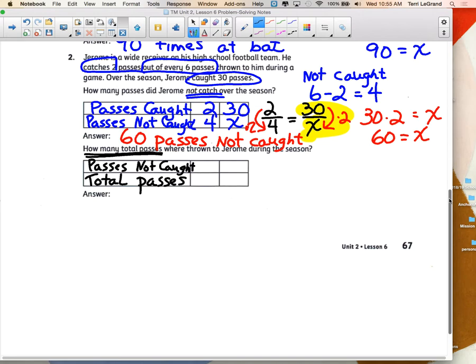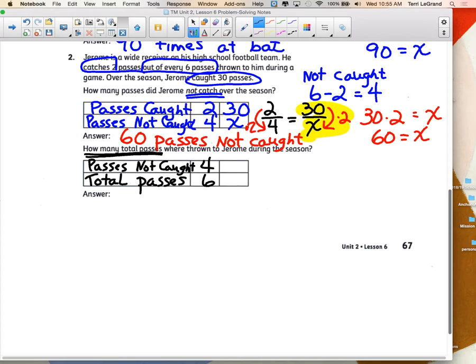Injected some new numbers that maybe we should not have involved. Okay, Cheyenne? 2 over 6. So in other words, there were 2 passes not caught for every 6 passes. I think I might have to disagree. How many were not caught out of those 6? 4. Since I let Danny pick passes not caught, we have to make sure passes not caught is represented. It's 4 out of 6 passes.